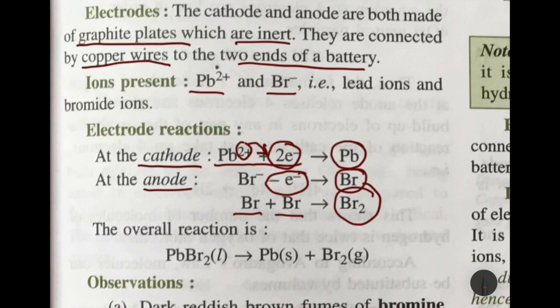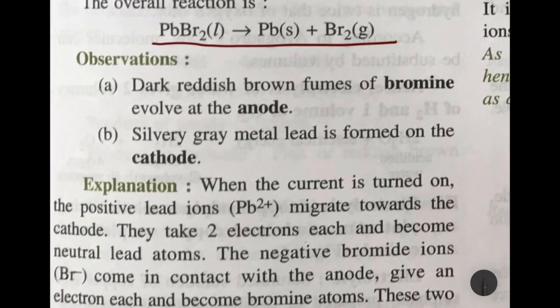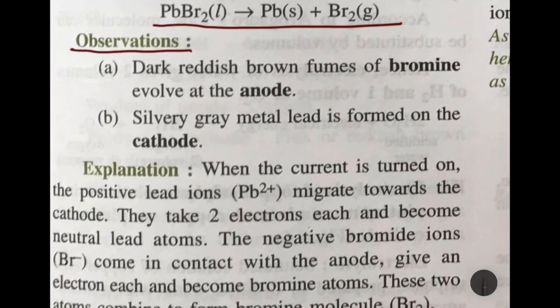So this is the overall chemical reaction that is taking place. Lead bromide breaks down into lead and bromine. So what do you observe? Observations in chemistry, children, are very important, because you may get one whole question based on that. What do you observe when molten lead bromide is electrolyzed? Dark reddish brown fumes of bromine evolve at the anode, and silvery gray metal lead is formed at the cathode.